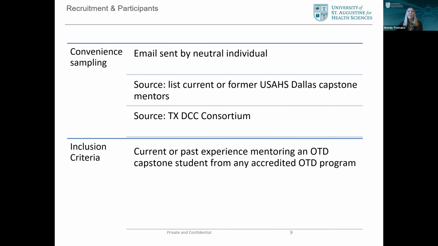Recruitment was completed by convenience sampling. The sources that we used were a list of current or former USAHS Dallas OTD Capstone mentors. We also distributed our survey invitation to the members of the Texas Doctoral Capstone Coordinator Consortium. The email invitation was sent by a neutral individual to mitigate bias either for or against participation. Our inclusion criteria was that the individual needed to be a former or current mentor for an OTD Capstone student from any accredited OTD program.